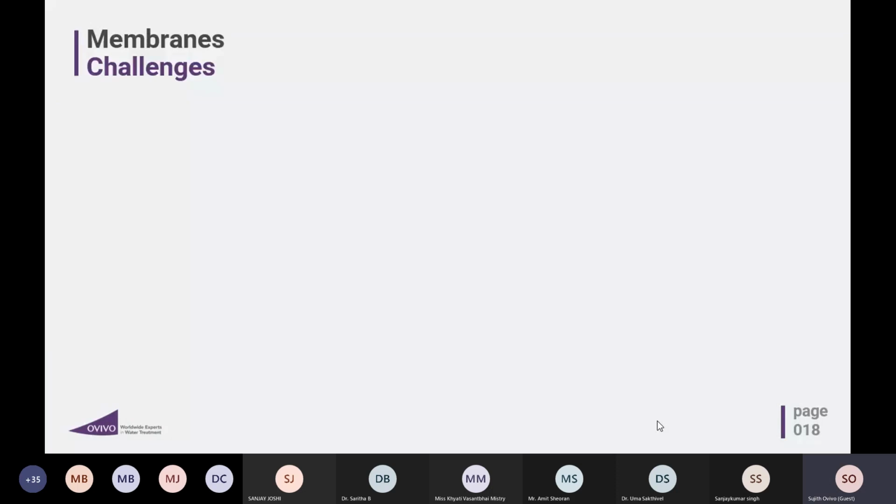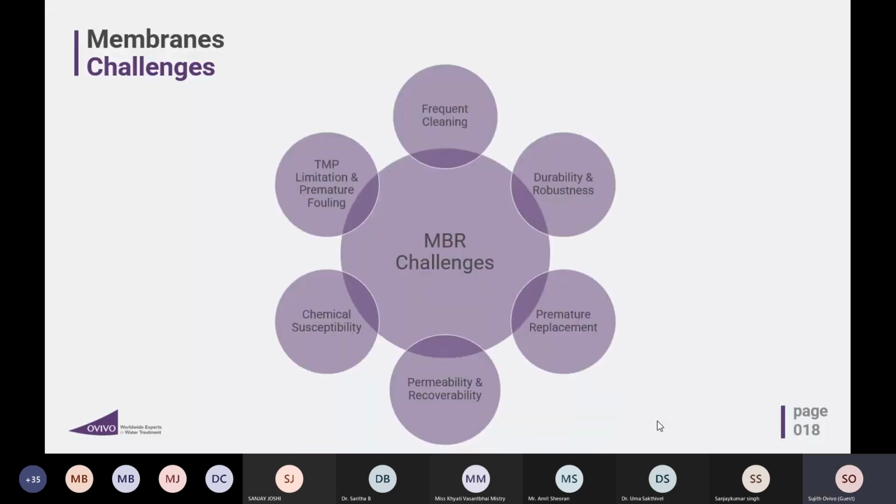So what are the membrane challenges, right? Typically, we have identified these are the challenges which any industry faces. Number one, you'll see frequent cleaning. You have to clean the membranes frequently, right? You have an issue of durability and robustness. People commit that this membrane can work for so many years, but they end up replacing it prematurely, right? And you have permeability and recoverability issues, right?